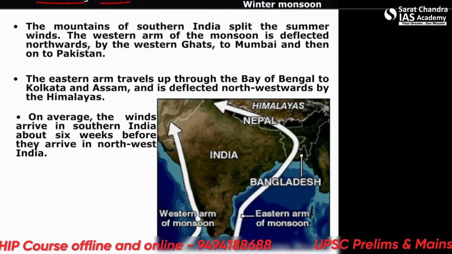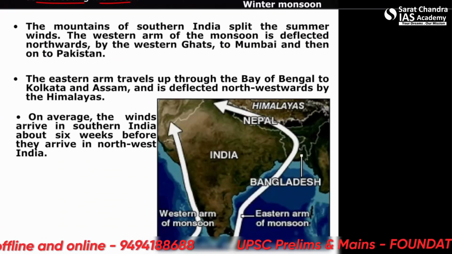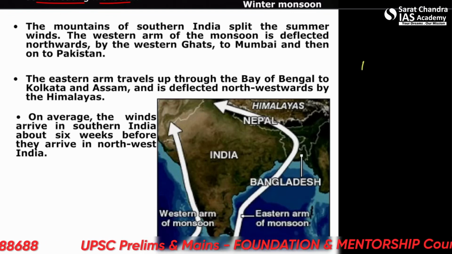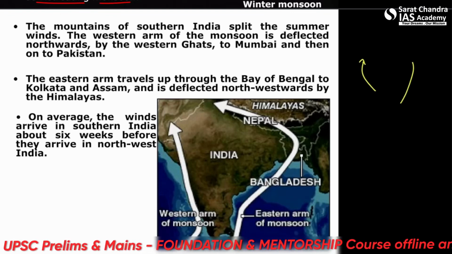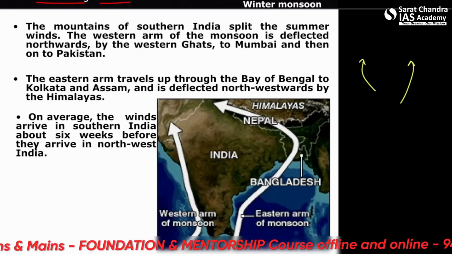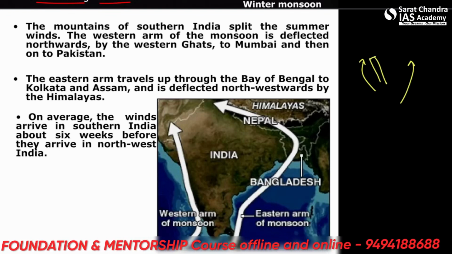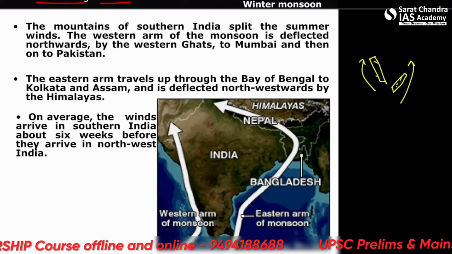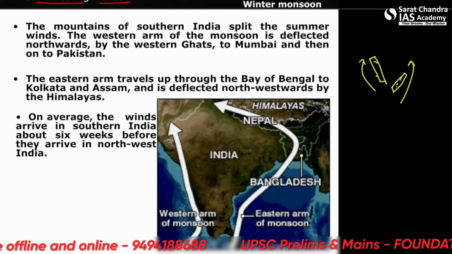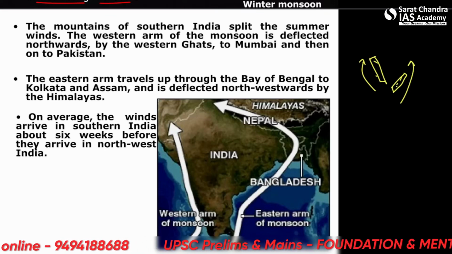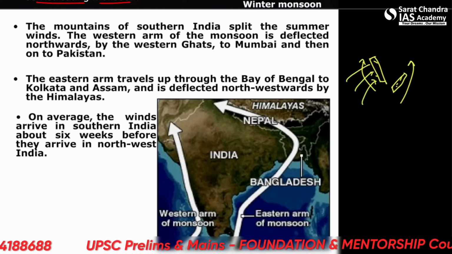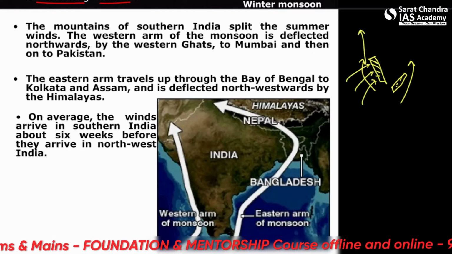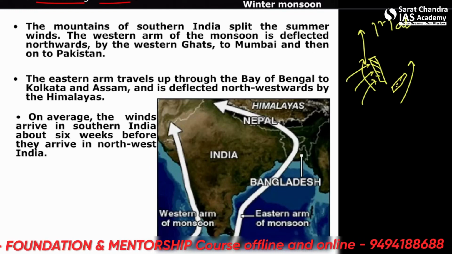All right. So the mountains of southern India shape the summer winds. We are talking simply about the summer monsoon now, which is coming from the lower end. There are two major mountain ranges here, the Western Ghats as well as the Eastern Ghats. The monsoon is deflected northwards via the Western Ghats to Mumbai and then on to Pakistan. So basically if winds are coming here, they cannot get past the Western Ghat mountains because of the high elevation, and they are deflected towards the Mumbai region or the Maharashtra region.